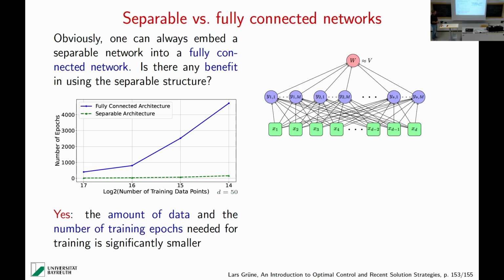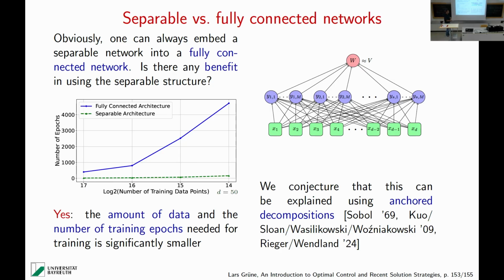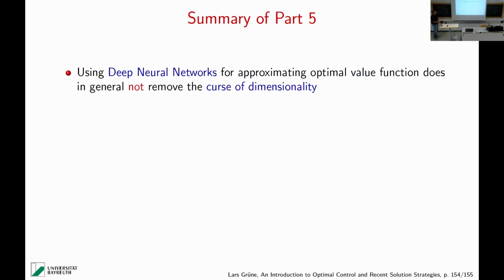So it makes sense to think about what kind of function you would like to approximate, and how you would like to do it. It really gives you something, and there is some theory, quite classical, called anchored decompositions, and we think that maybe there might be a relation. We are currently investigating that. A student of mine is working on that, trying to find that out.